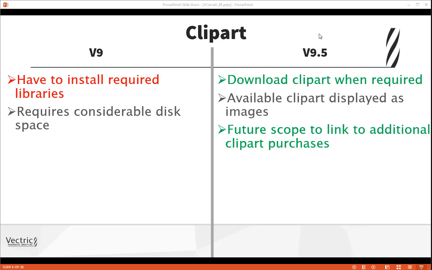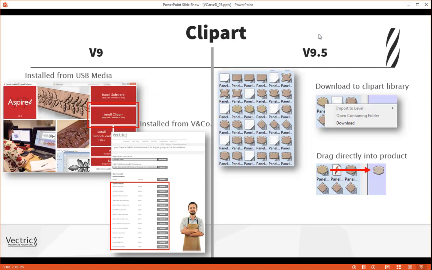And of course this has future scope to link across to purchasable clip art from our sister company Design and Make. If we look at some visual comparisons here, in version 9 you can install the clip art directly from the installation script on the USB stick, or alternatively each of the separate executables from your V&Co account. But once again, in both cases it can take considerable time and considerable disk space. In version 9.5 you'll still be presented with all the available clip art and you can download it as and when required. So with that, let's show how that works.